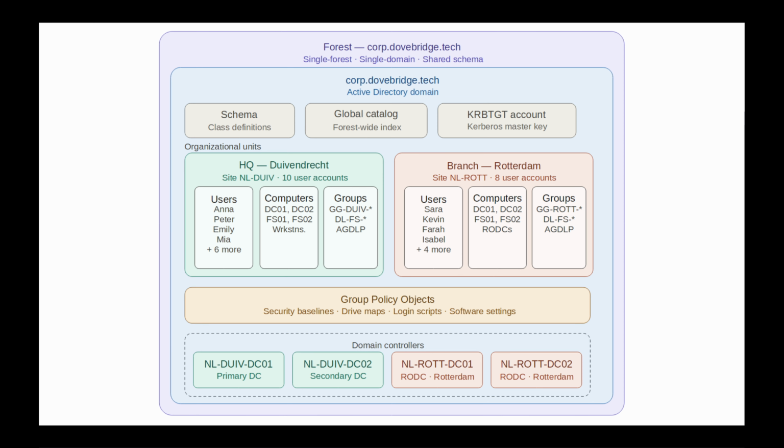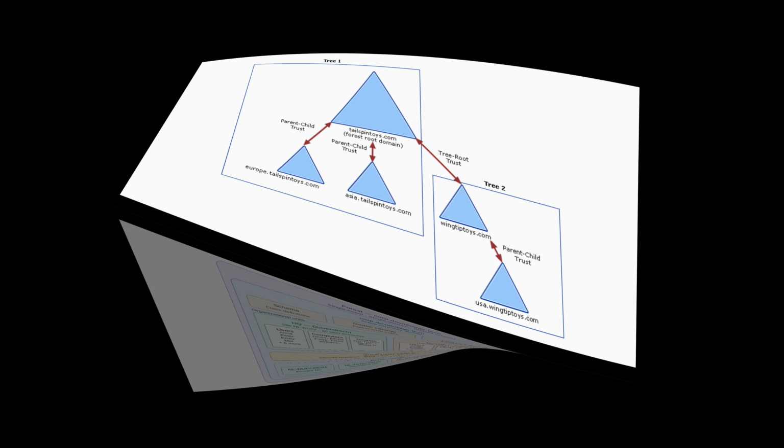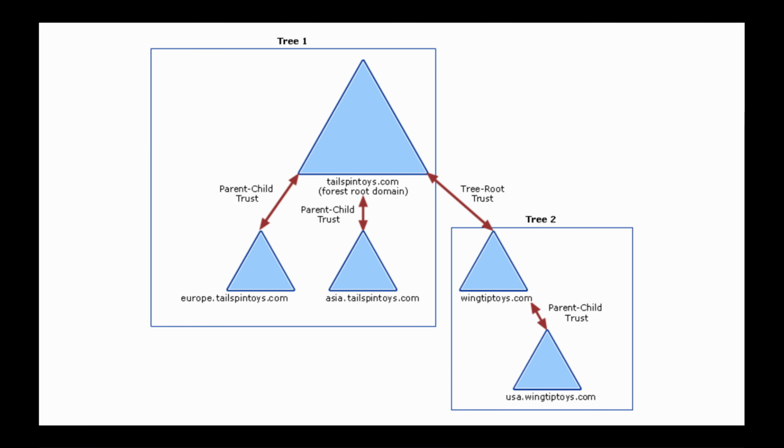Inside the forest, you have domains. A domain is the core administrative and security boundary. It has its own name, its own database of objects, its own policies, and its own domain controllers. Users authenticate to a domain. Computers join a domain. Group policies are applied within a domain. Large enterprises sometimes run multiple domains within a single forest, perhaps one domain per major subsidiary or one per geographic region. Those domains form a domain tree, and they can trust each other while remaining administratively separate. This is called a trust relationship.